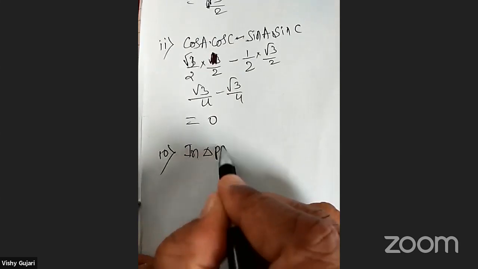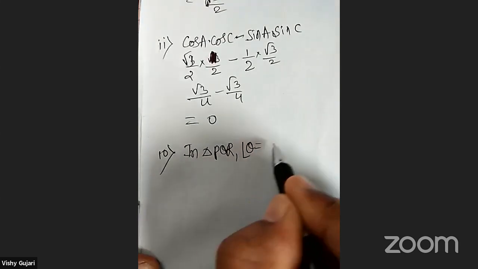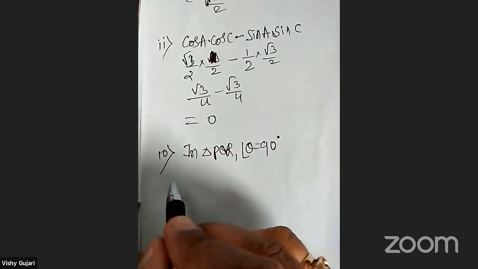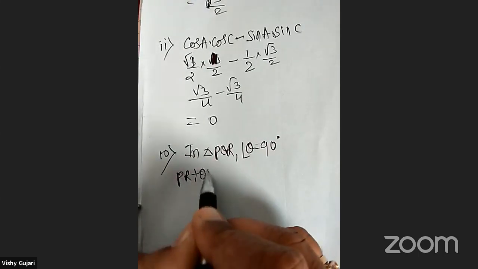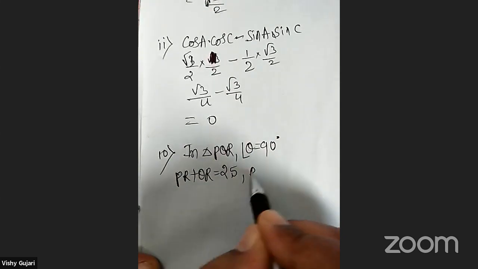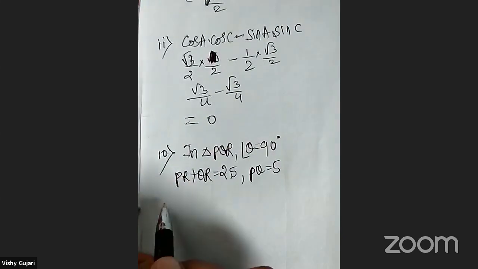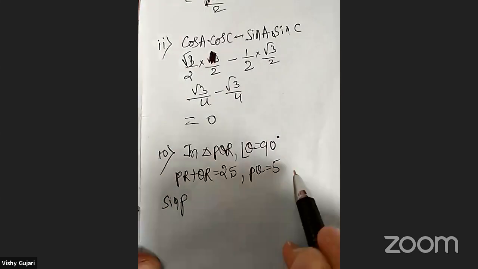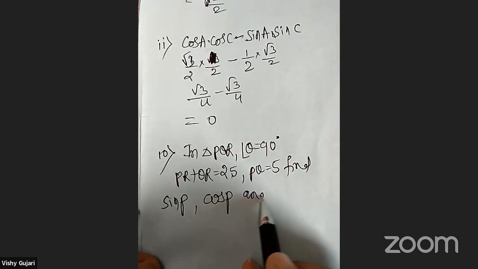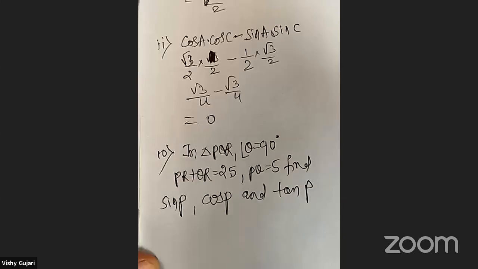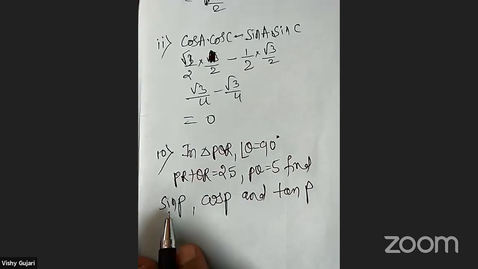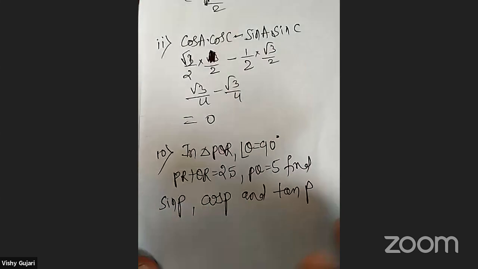In triangle PQR, angle Q is equal to 90 degrees. PR plus QR is equal to 25. PQ is equal to 5. Find sin P, cos P, and tan P. Okay, we have to find what is sin P, what is cos P, and what is tan P.